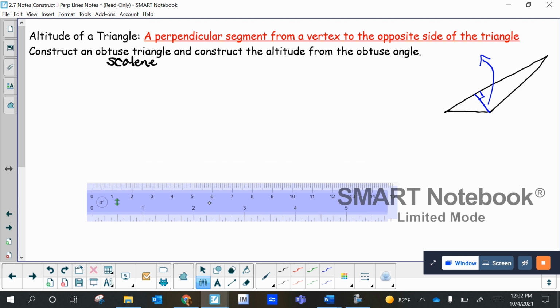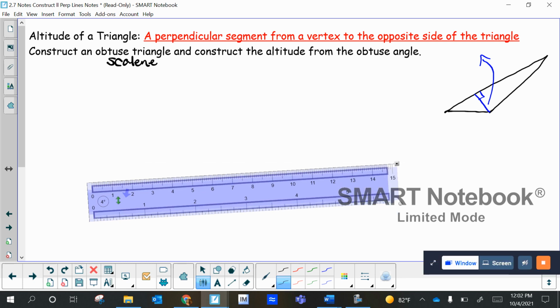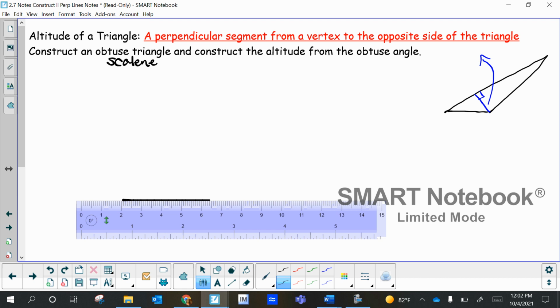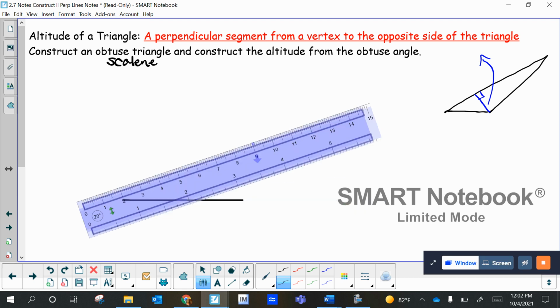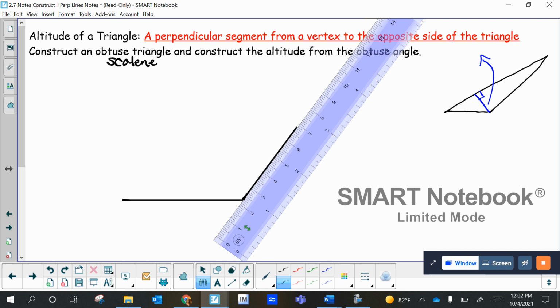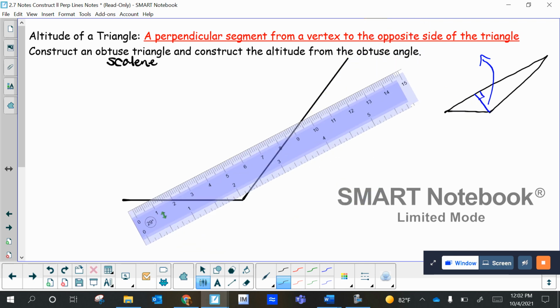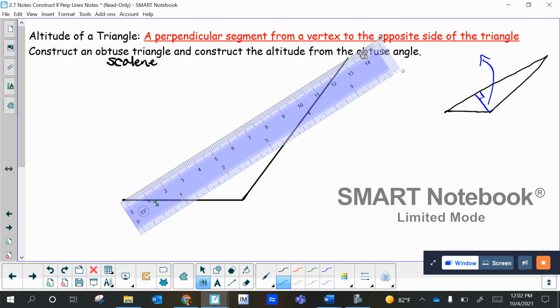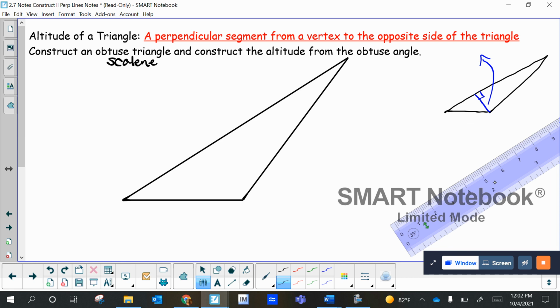I'm going to place it here. Whoopsie. I'm going to make a small segment here, and then I'm going to make a longer segment over here so that way it comes out scalene. That looks good. And then now I just need to connect these two endpoints. And there I go. I have an obtuse scalene triangle.